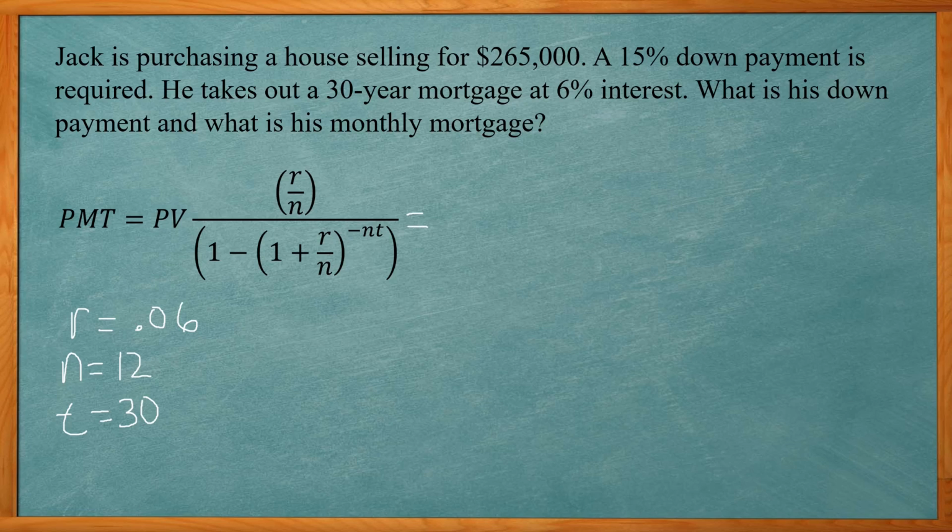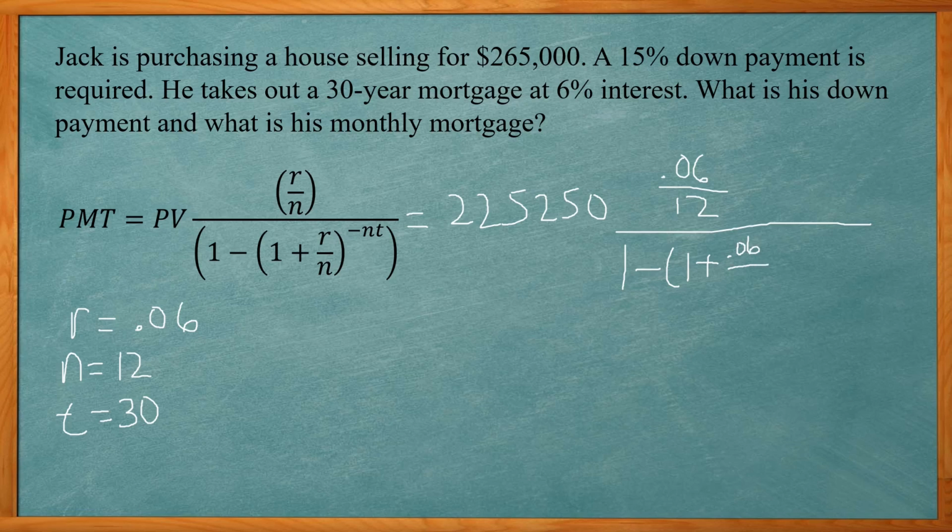So present value, that's the amount the loan is for, so 225,250. Our interest rate, 0.06 divided by 12. That's going to give us the monthly interest rate, divided by 1 minus 1 plus 0.06 divided by 12, raised to the negative 12 times 30.